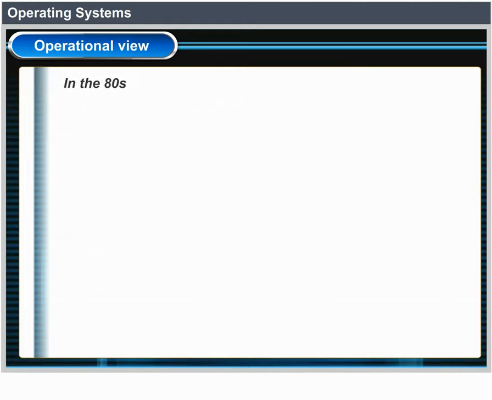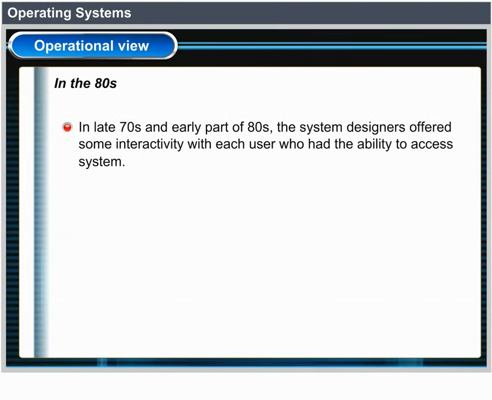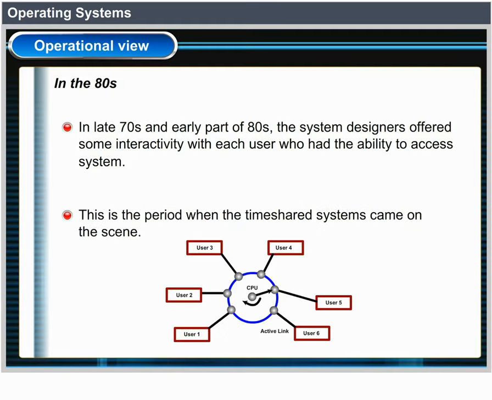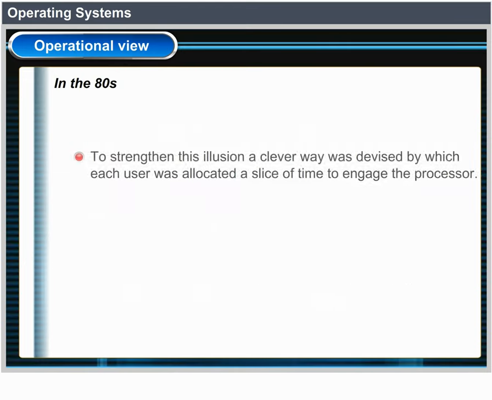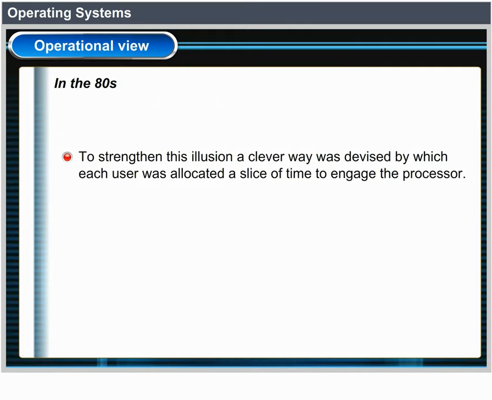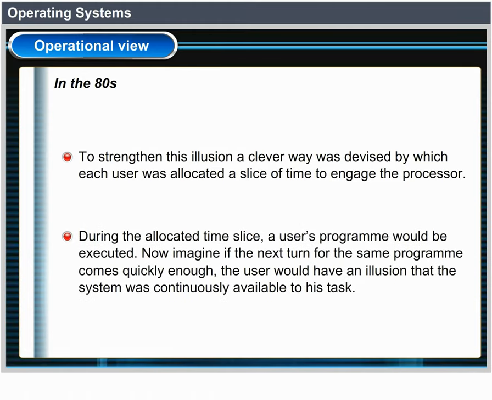In the decade of the 80s. In the late 70s and early part of the decade of the 80s, the system designers offered some interactivity, with each user having a capability to access the system. This is the period when time-shared systems came on the scene. Basically, the idea is to give every user an illusion that all the system resources were available to him as his program executed. To strengthen this illusion, a clever way was devised by which each user was allocated a slice of time to engage the processor. During the allocated time slice, a user's program would be executed. Now imagine if the next turn for the same program comes quickly enough, the user would have an illusion that the system was continuously available to his task.